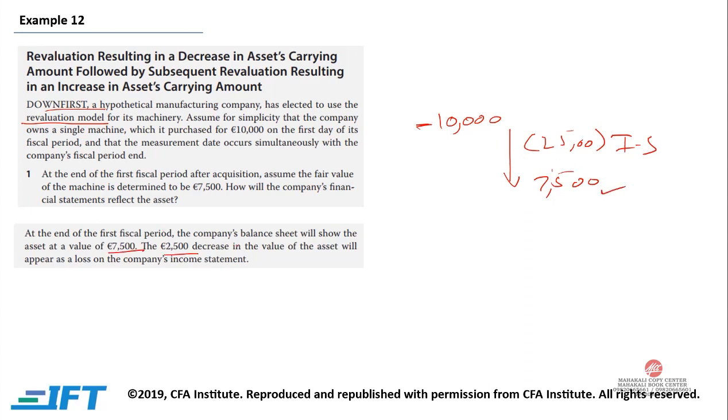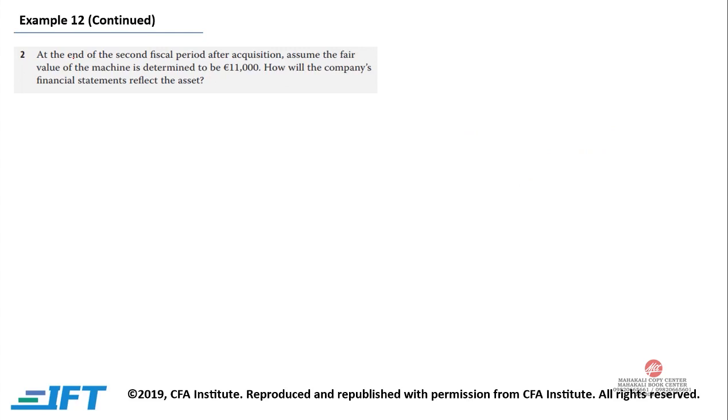And the decrease of 2,500 in the value of the asset will appear as a loss on the company's income statement. Part 2. At the end of the second fiscal period after acquisition, assume the fair value of the machine is determined to be 11,000. How will the company's financial statement reflect the asset?